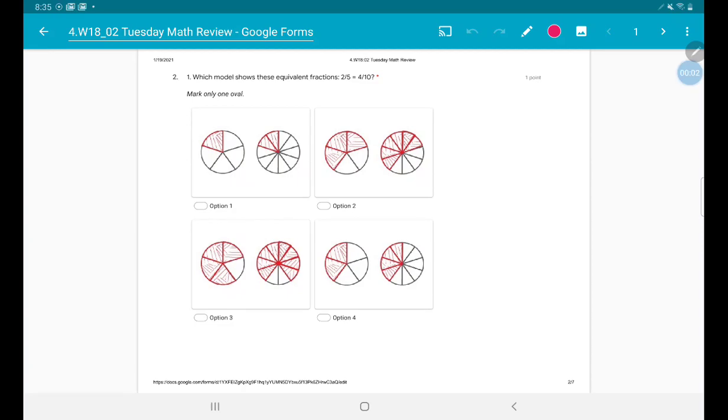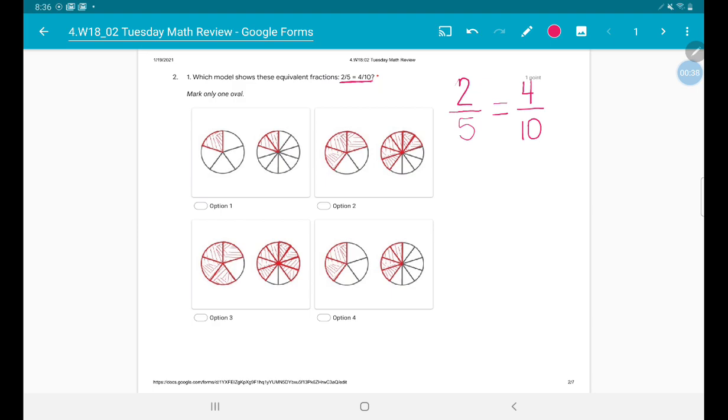On Tuesday's Daily Math, the first question asks you which model shows the equivalent fractions 2/5 is equal to 4/10. So we're looking for the first model to have two pieces shaded and five pieces in the whole. And we're going to show that if I have four pieces shaded with an equal size circle that has been split evenly into 10 pieces, that has the exact same amount shaded.